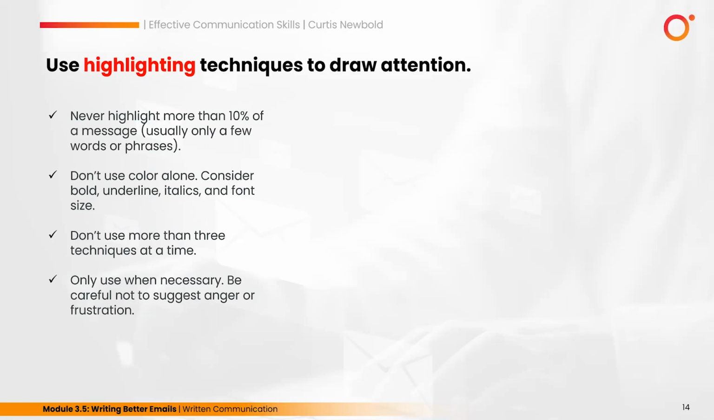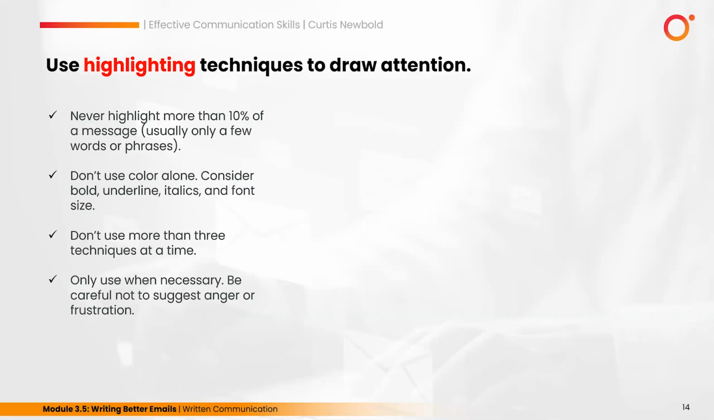So you consider things like bold, underline, italics, or the font size itself. At the same time, while you can use more than one highlighting technique at once, like you can make it bold and red and underlined, you don't want to use more than 3. So 3 is good: bold, red, underlined, bold, and green. Green underline, green italic, something like that, but don't use 7. You don't need to use 7 highlighting techniques.